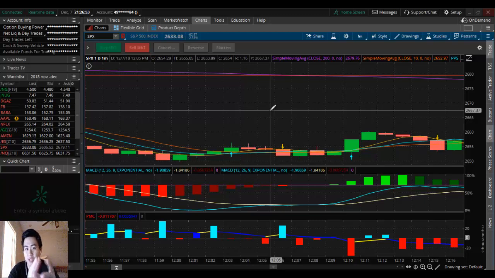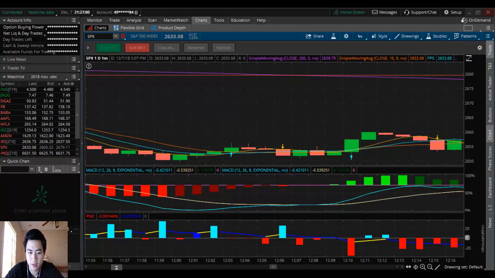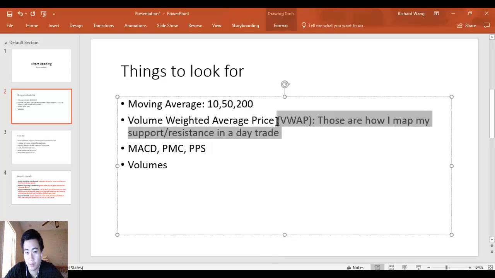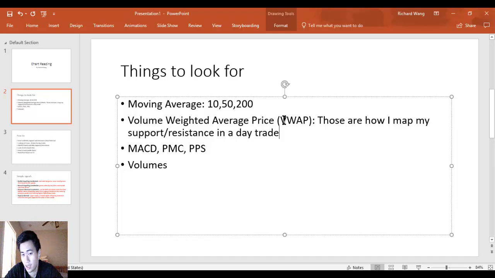So I have 3 indicators. 3 indicators tell me MACD, the Persons, and VWAP. So I strongly suggest you to use the VWAP because it's very helpful. A lot of traders and a lot of daily traders and computers look at VWAP to determine which level to go at. So we covered the MACD, the PMC, and PPS. Now we're talking about volumes.